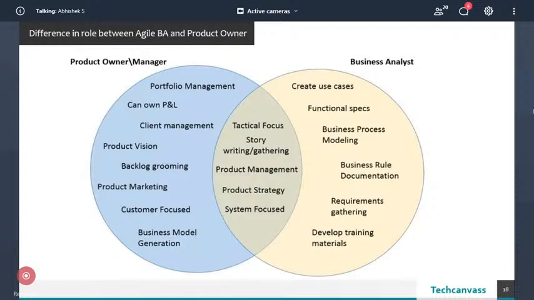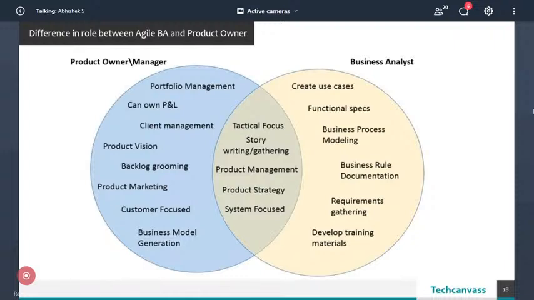So a product manager's role is completely a managerial role, wherein they are looking for new business opportunities, doing a lot of competitor analysis, understanding what is in the market, and how the revenue generation can increase. So they are completely focused on the marketing and the revenue bits of the product.